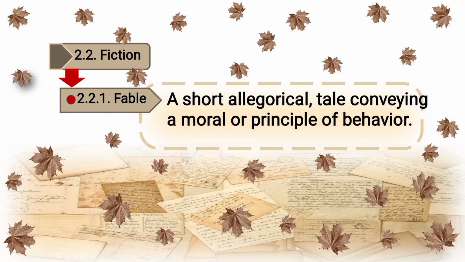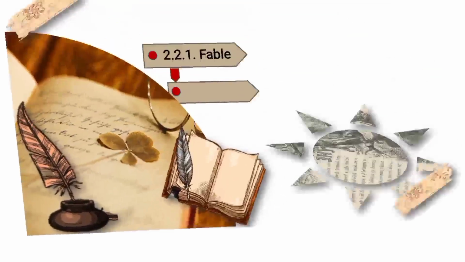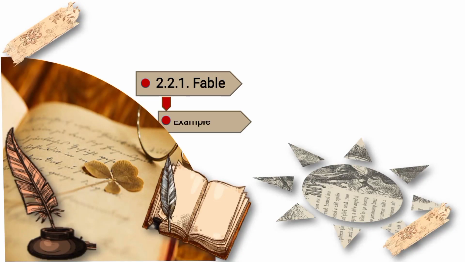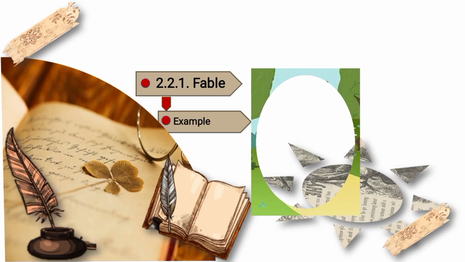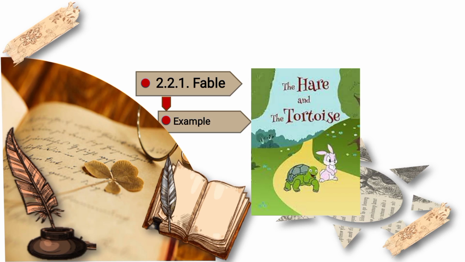So fable is a short allegorical tale conveying a moral or principle of behavior. The characters are usually animals talking like human beings but keeping their animal traits. Example of fable is the hare and the tortoise, or mas kilala sa atin na ang kuneho at ang pagong.